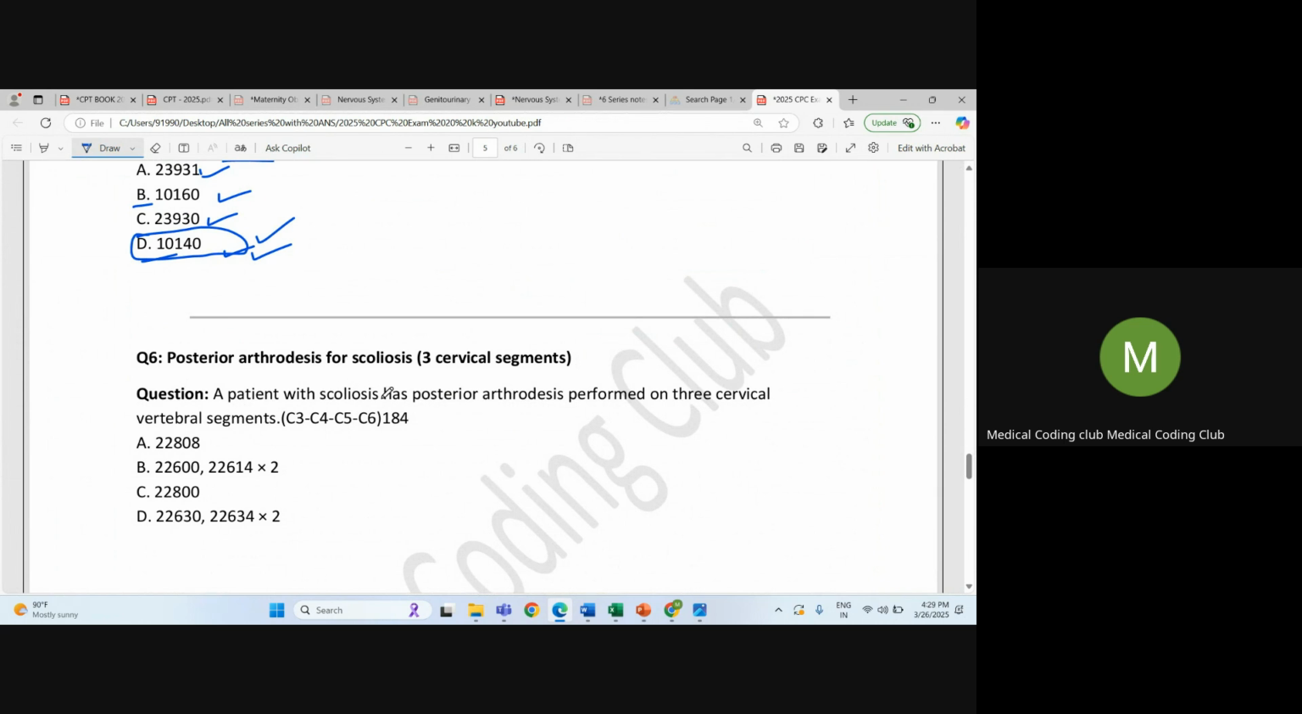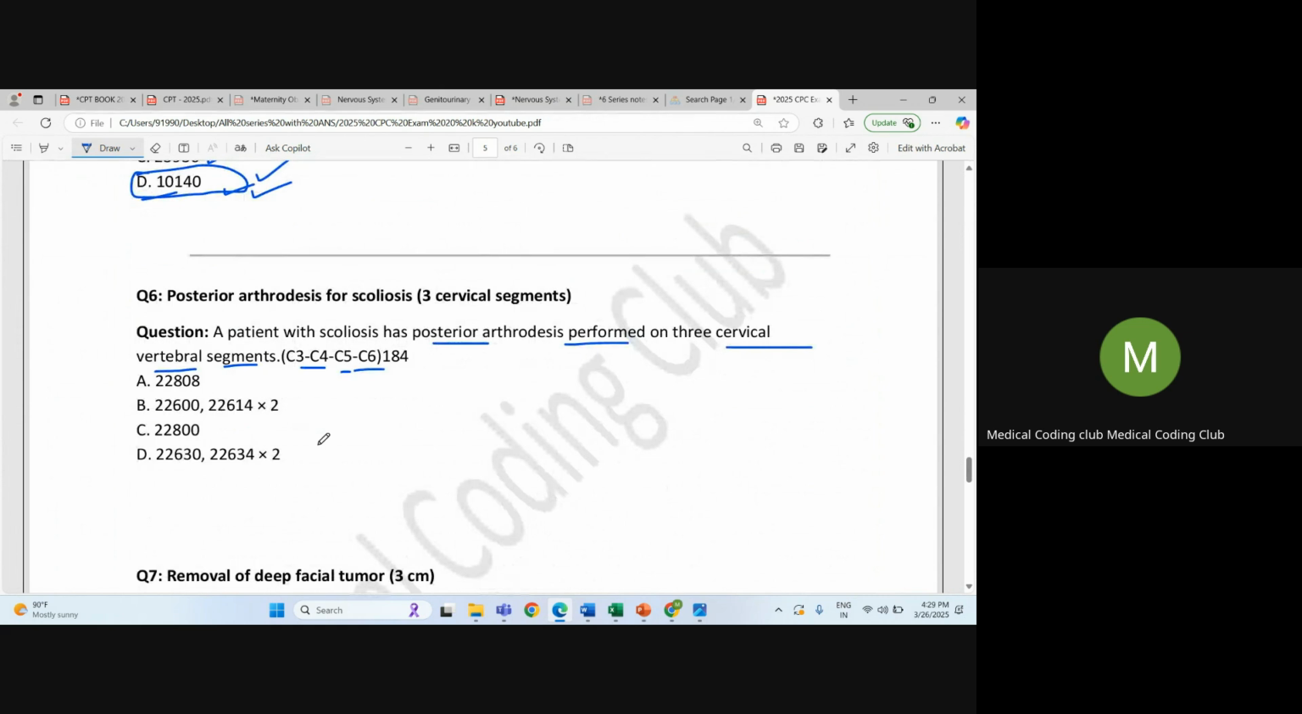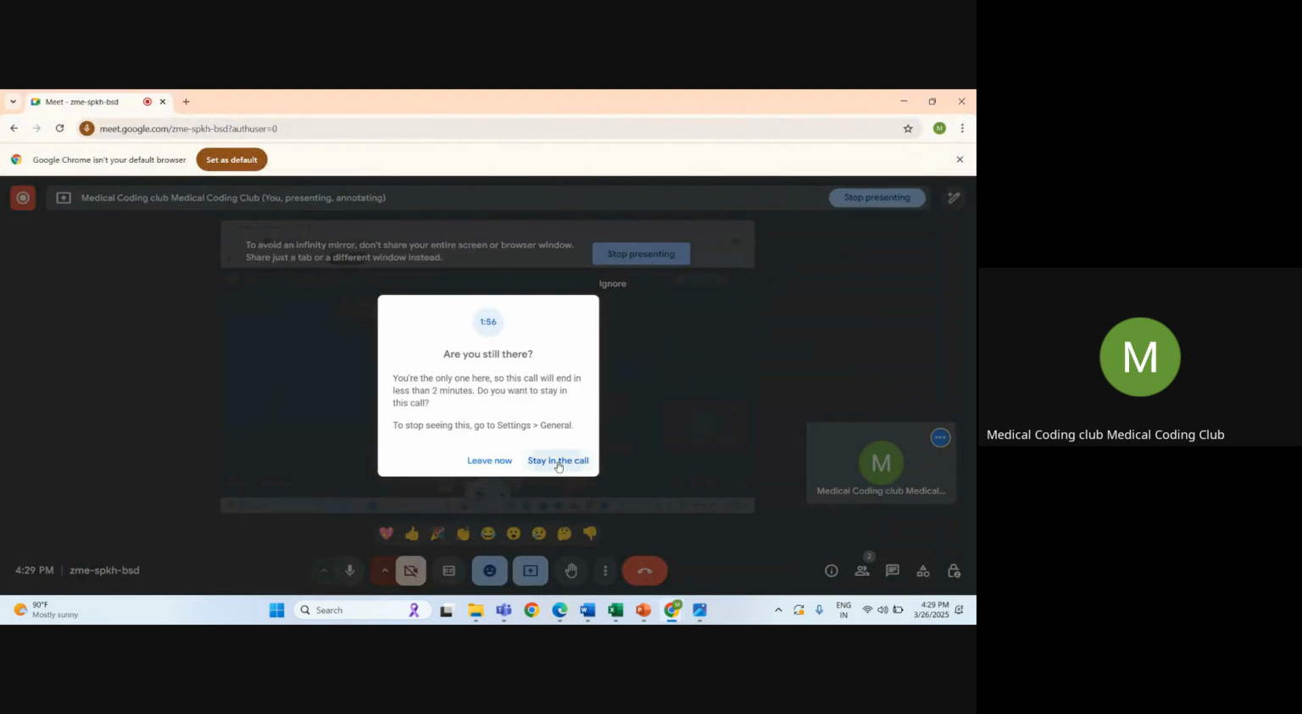Next, a patient with scoliosis, posterior arthrodesis performed on 3 cervical vertebral segments, C3 to C4, C4 to C5, and C5 to C6. Here the answer should be: first we will code one interspace, and later we will code the additional interspaces.